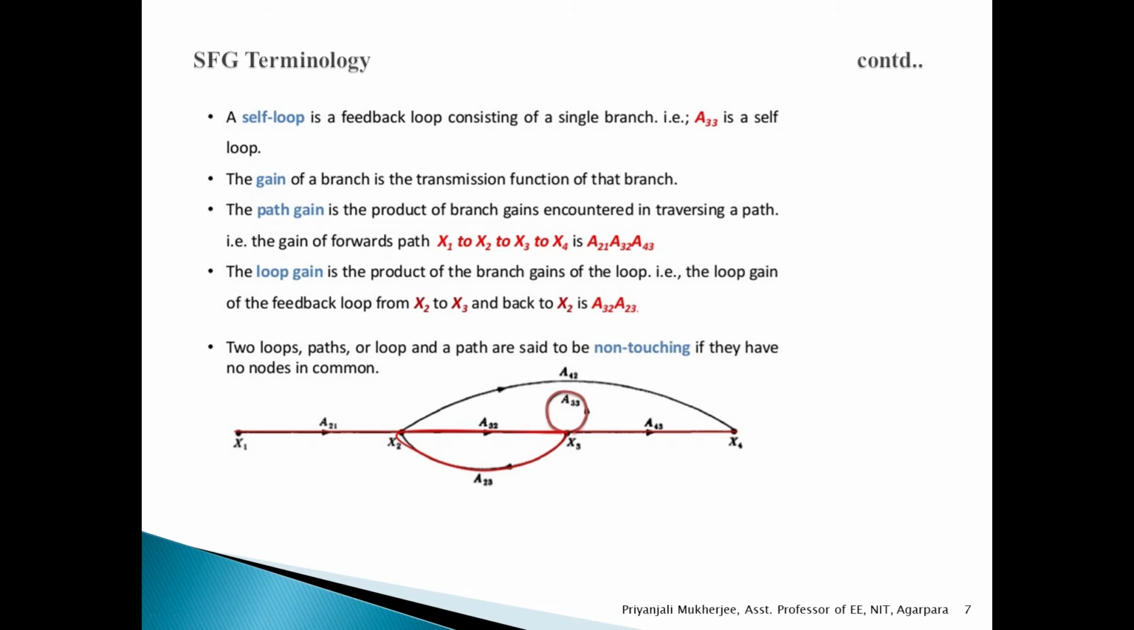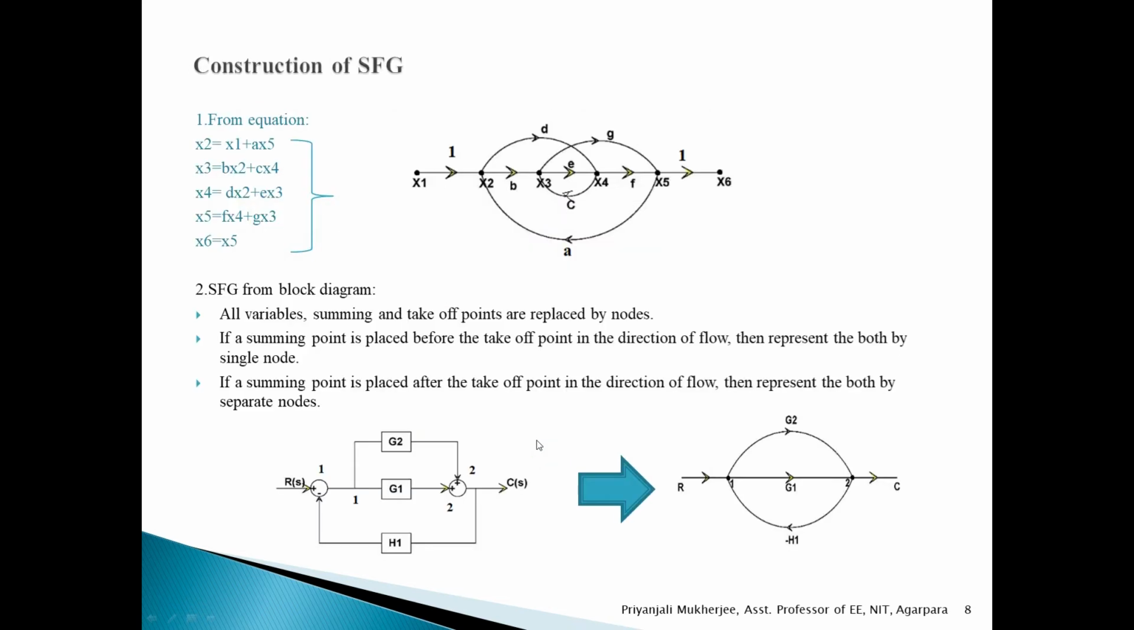Next is the non-touching loop. If there are two loops which have no common path or no common nodes between those two loops, they are known as non-touching loops. So here the self loop and this loop both share the common node x3, so there is no non-touching loop in this example.